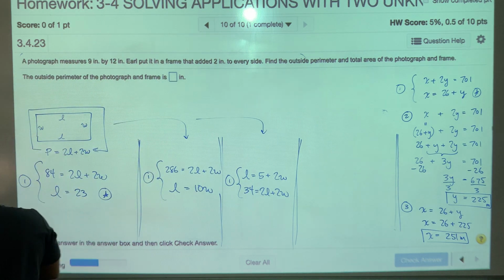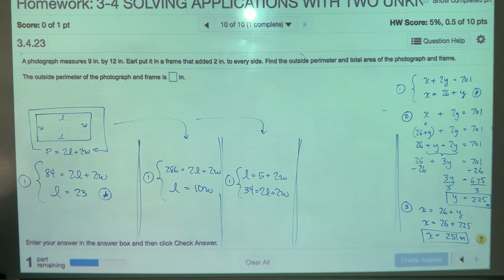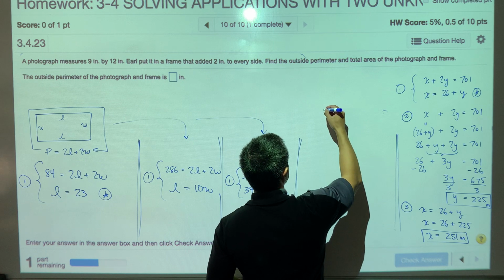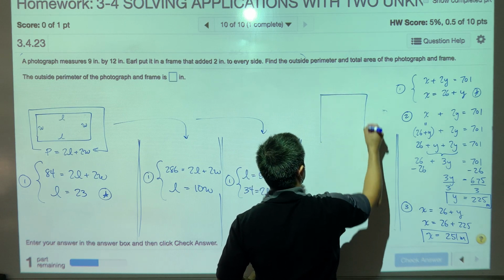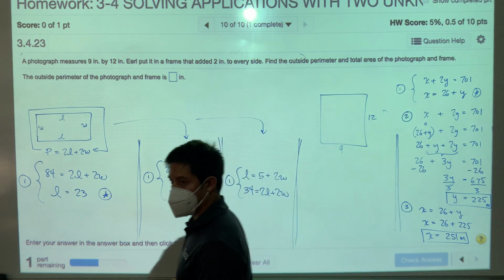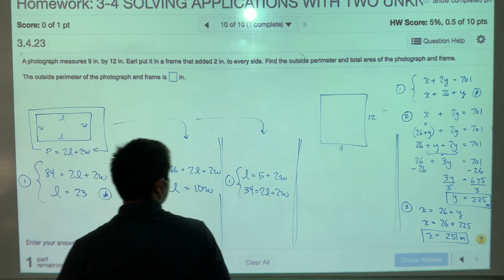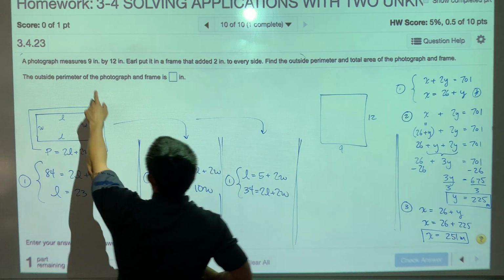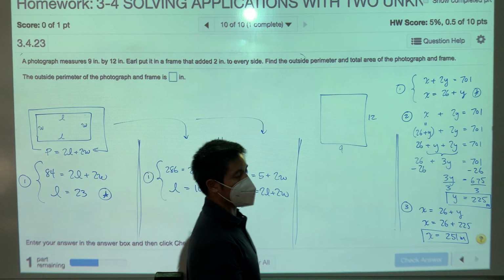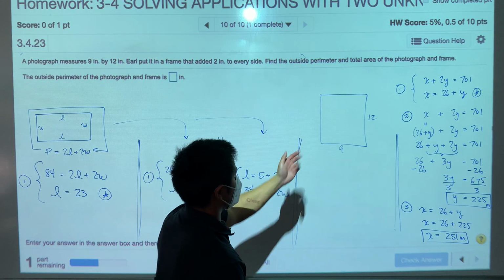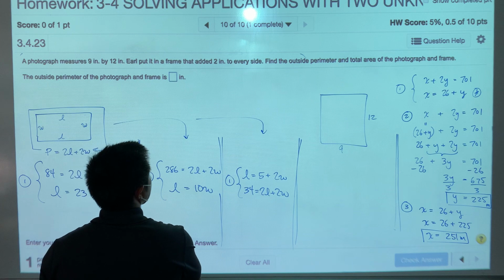A photograph measures 9 inches by 12 inches. Doesn't matter which way you look at it. It looks like we've got another rectangle, right? Let's just do it this way, because in my mind I just picture a portrait for some reason. It could be a landscape, I don't know, but it doesn't really make a difference. Now, normally they say length by width. It doesn't really matter, okay? So there's our picture, right?